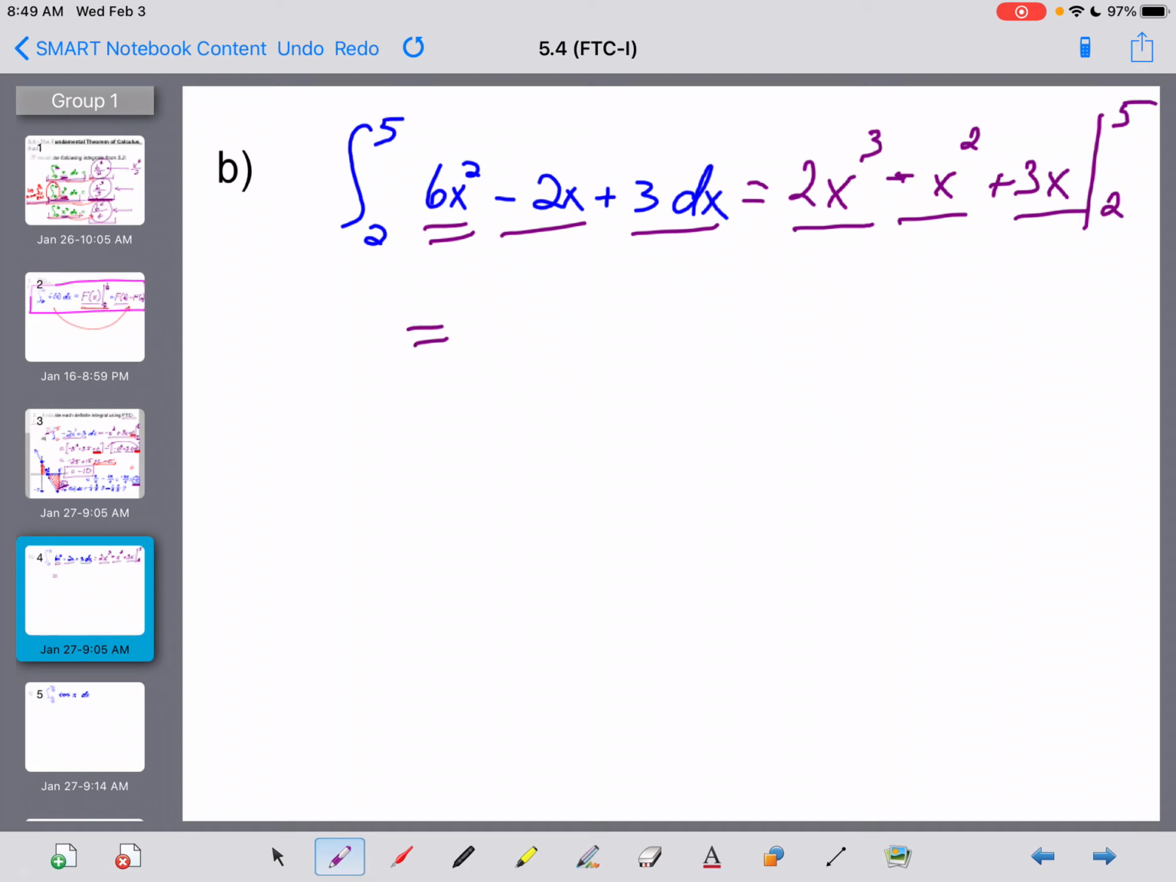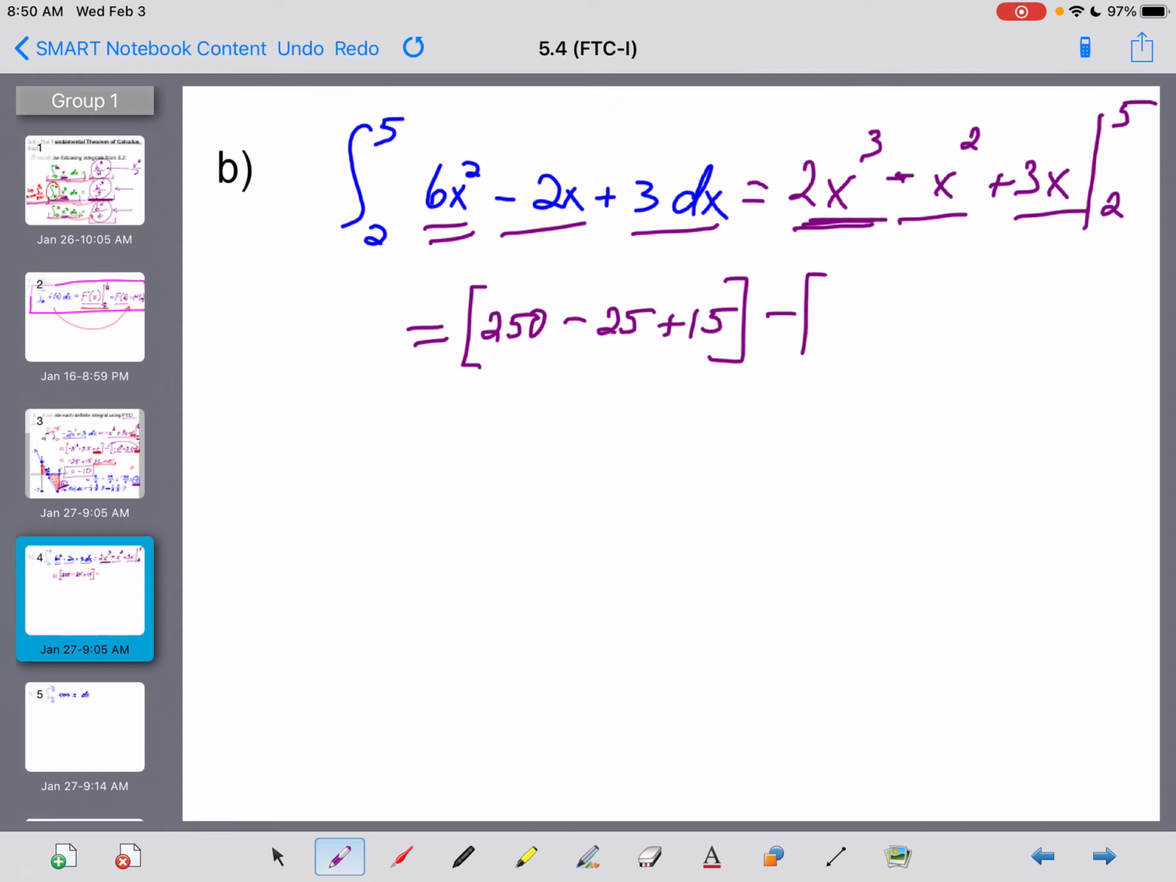And now let's start putting in the 5. And again, I like to do brackets to keep everything separate. And I'm going to start going a little faster here, guys. I can do some of this stuff in my head. I think you can too. 5 cubed is 125 times 2 is 250. Minus 5 squared is 25. Plus 3 times 5, that's a plus 15. Close it off. That's the end of f of b.